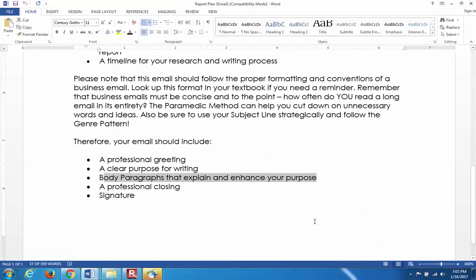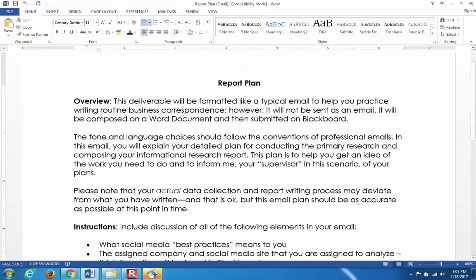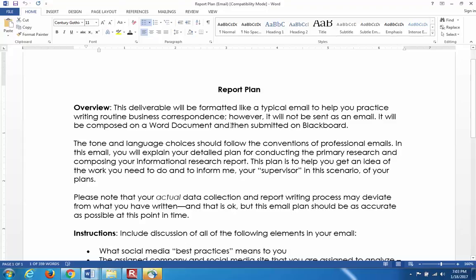Body paragraphs that explain your purpose, a professional closing, and then not an actual signature, but what a signature looks like on an email. So make sure that you understand that. So again, you are not sending the email to me over Gmail. You are going to compose the email on a Word document and then submit it on Blackboard like all of your other assignments. Okay?